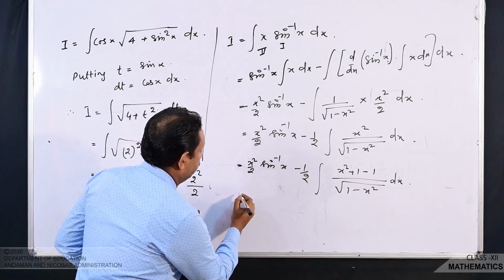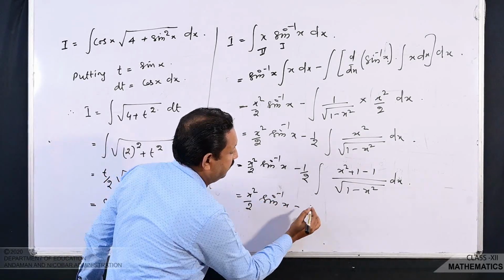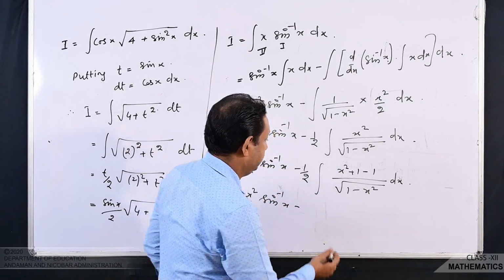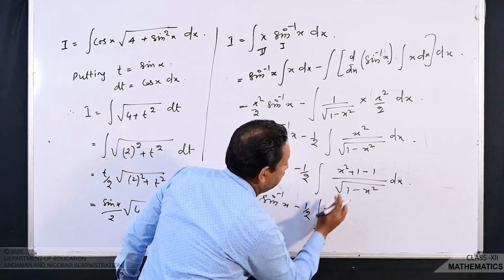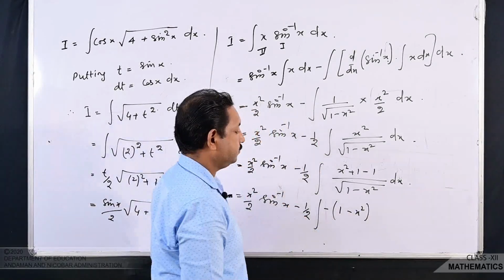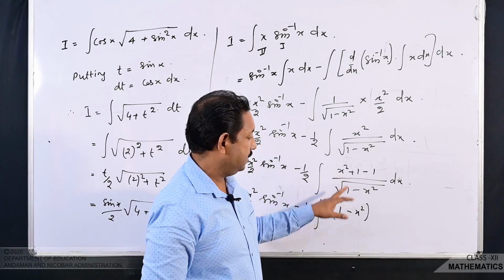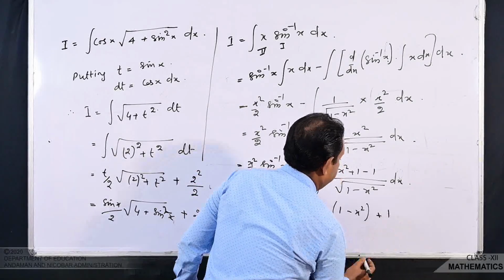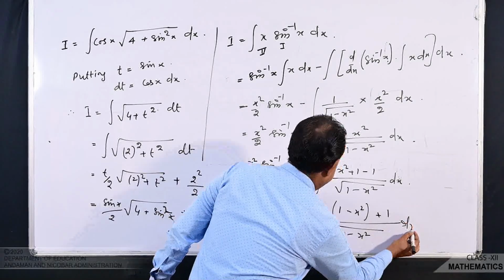So, x square by 2 sin inverse of x minus, here what we have? 1 minus x square. So, I take this minus sign, 1 by 2 upon minus, that is 1 minus x square, and from this minus 1 and x square I have taken together and taken the minus sign common. So, 1 minus x square and plus 1. So, this is equal to under root of 1 minus x square dx.